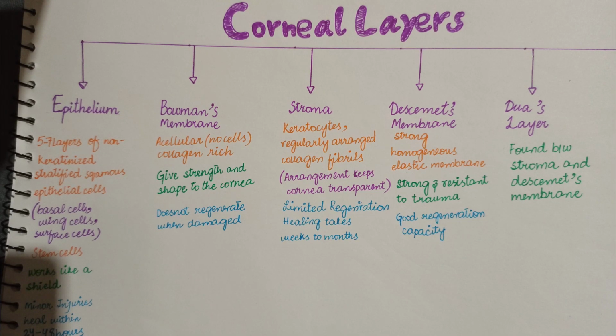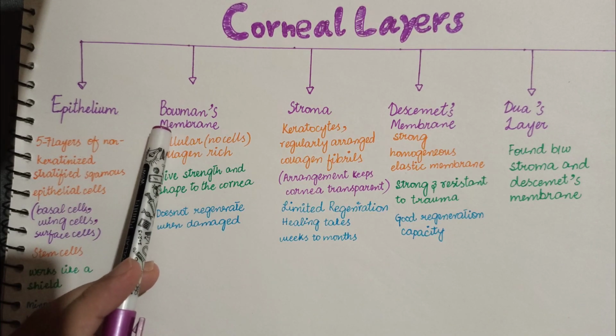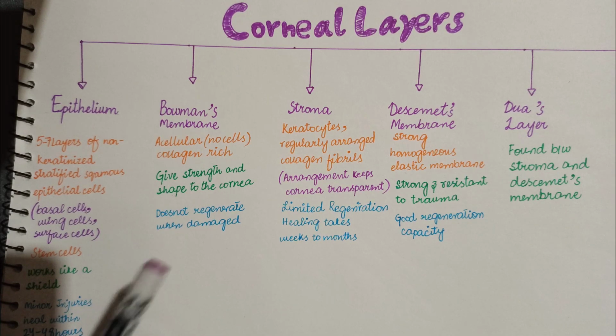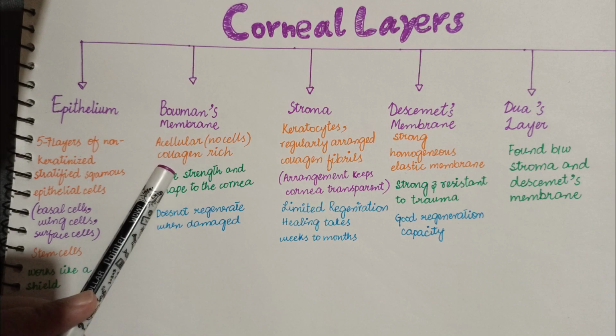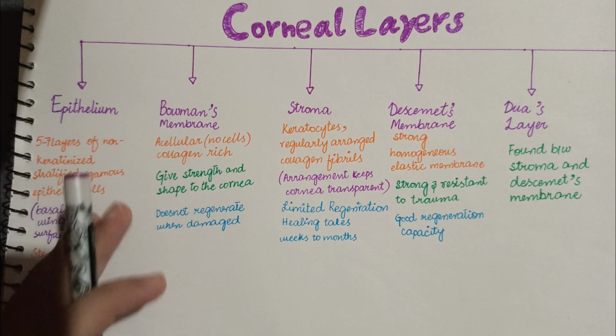This layer works as a shield. It consists of nerve endings, that's why even a tiny scratch feels very painful. Just after epithelium, the second layer is Bowman's membrane, and it is a very tough acellular structure. It is rich in collagen. This layer acts as a strong protective barrier.